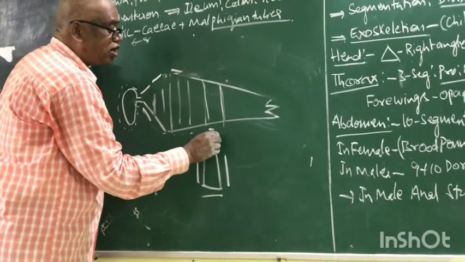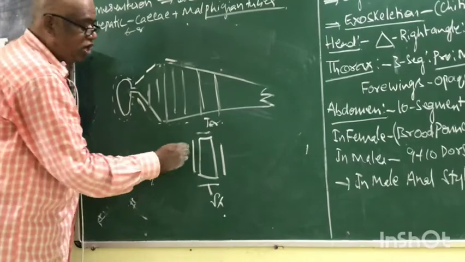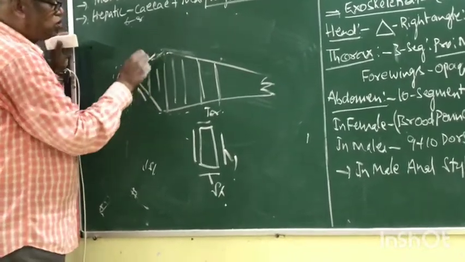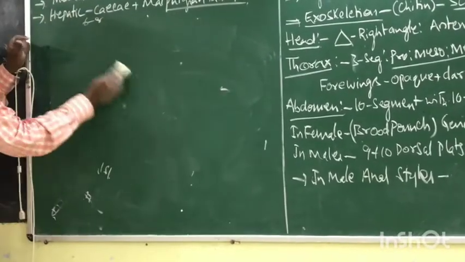The dorsal sclerite is called tergum. The ventral sclerite is called sternum. The lateral sclerite is called pleuron. Now, according to this, see in this diagram.